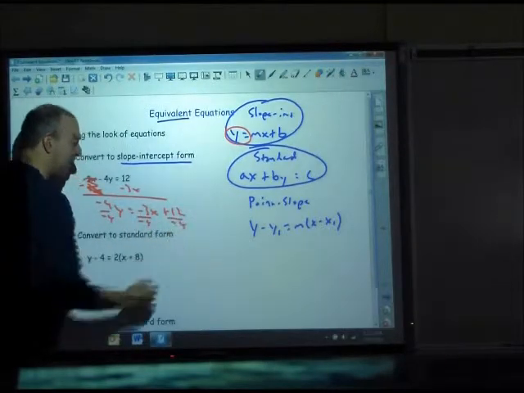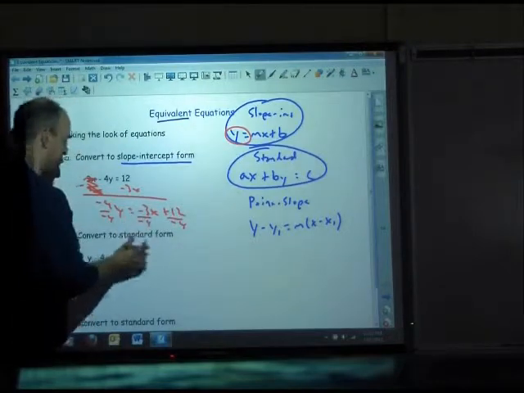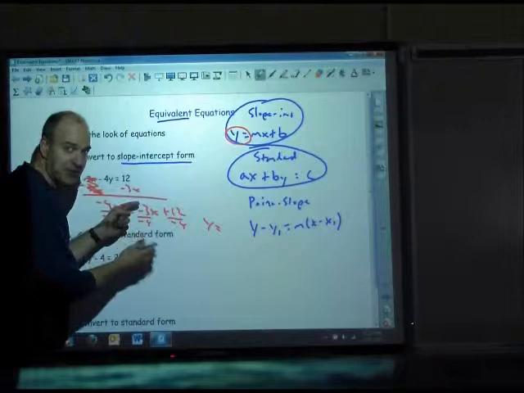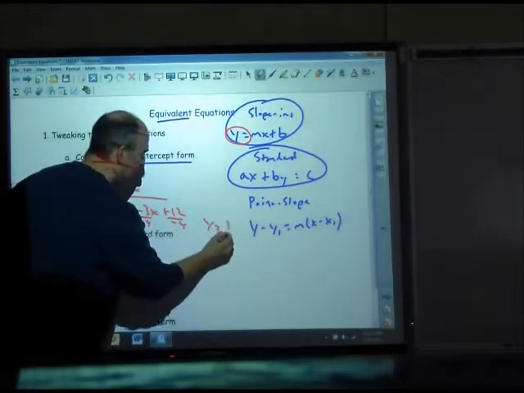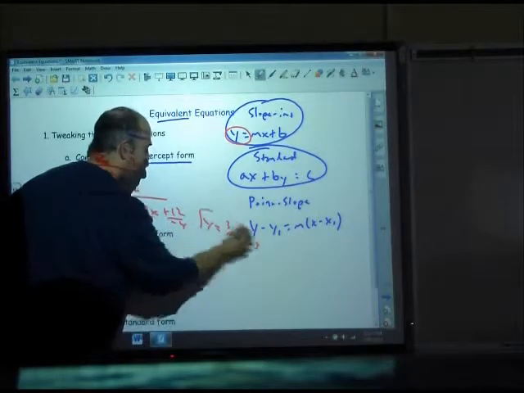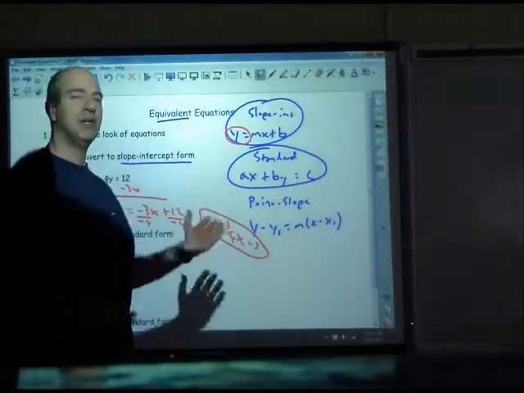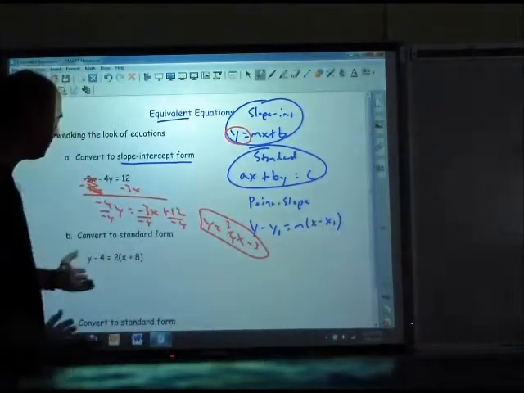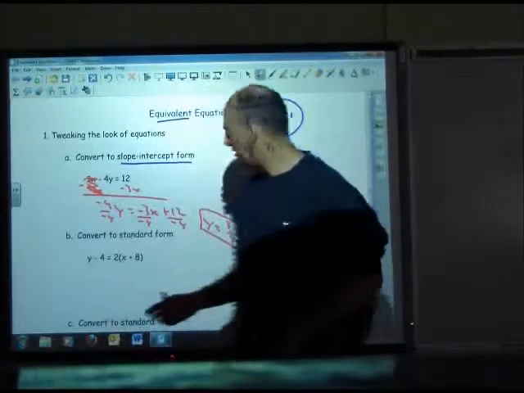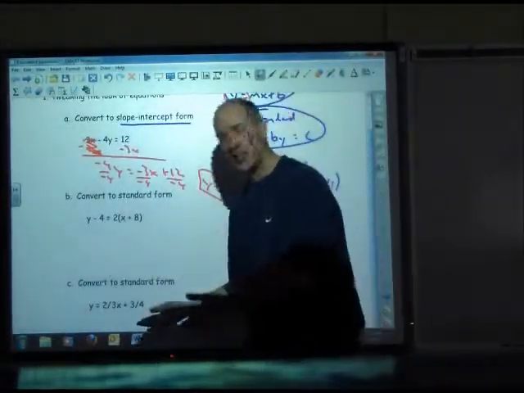Each thing gets divided. Most of the time this is going to end up being a fraction, which it is here. So y equals, reduce this, negative divided by negative is a positive, very good. 3/4 x, 12 divided by -4 is -3. You should definitely be able to switch from standard form into slope-intercept form. Now, probably a little less the time you'd be asked to convert into standard form.